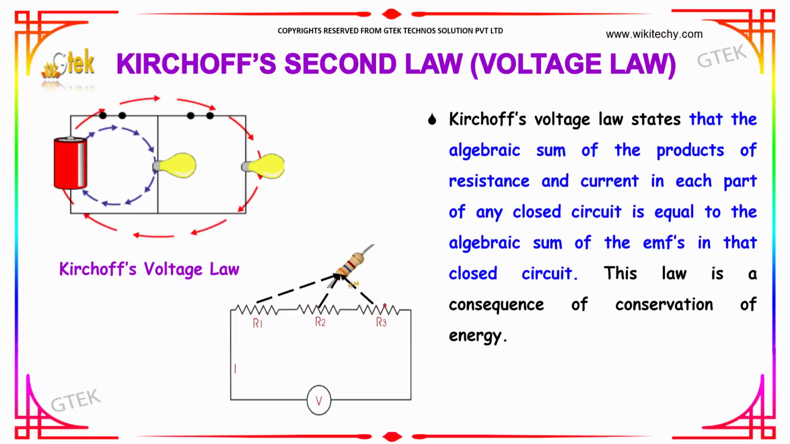Now we'll talk about Kirchhoff's second law in a closed circuit. Kirchhoff's voltage law states that the algebraic sum of the product of the resistance and current in each part of any closed circuit is equal to the algebraic sum of the EMFs in the closed circuit. This law is a consequence of conservation of energy.